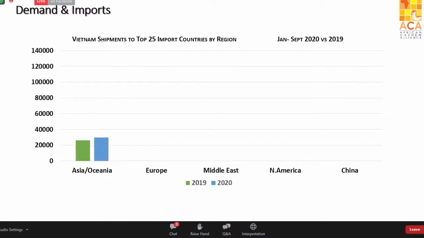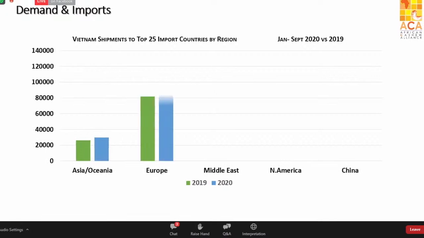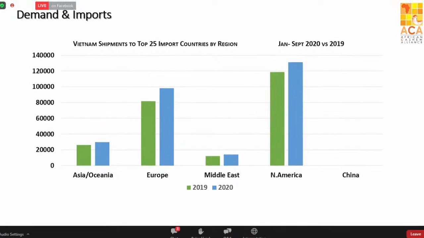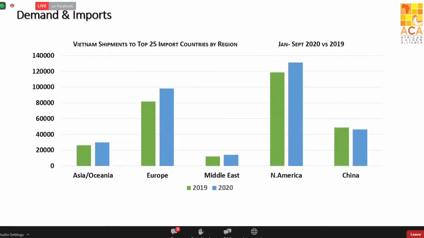When we look, we see that in each region, up to the end of September, we see significant growth, with the exception of China from Vietnam, of course, due to those 4 or 5 weeks. But if we look at Asia, Oceania, excluding China, we see significant growth. Europe, as I've said, even the Middle Eastern market, which was severely disrupted.